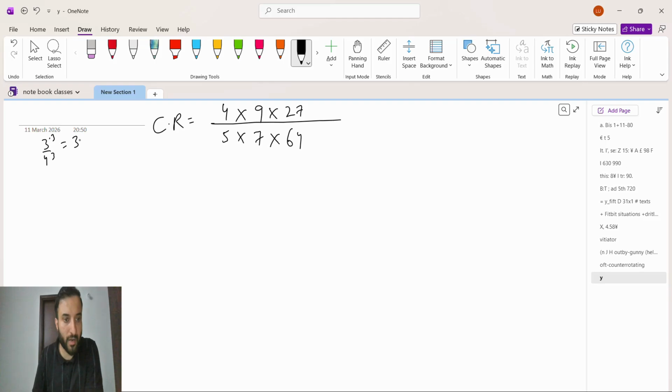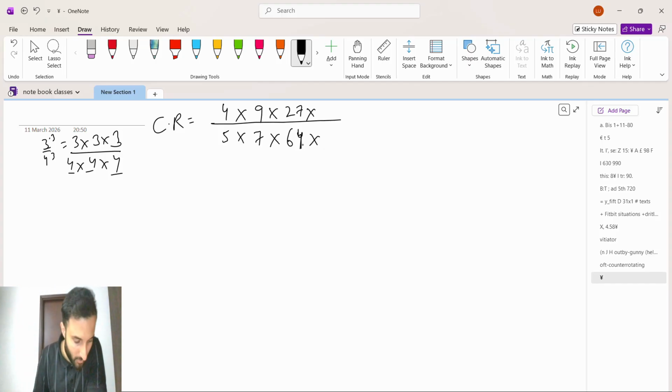3 cube means what you will write? 3 into 3 into 3. You will multiply 3 times. 4 cube means we will multiply 4 three times. Means 4 fours are 16, 16 fours are 64, like that. If you do it in the examination as 4 threes are 12, that is wrong.